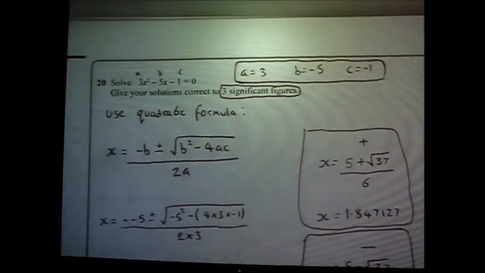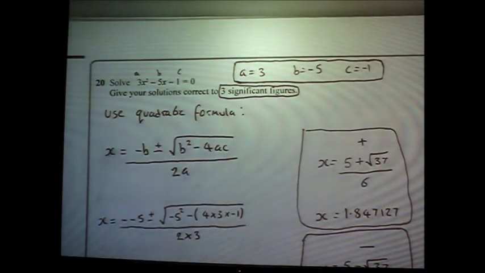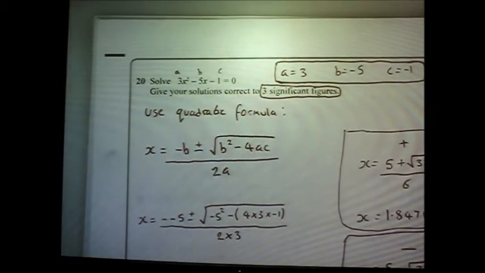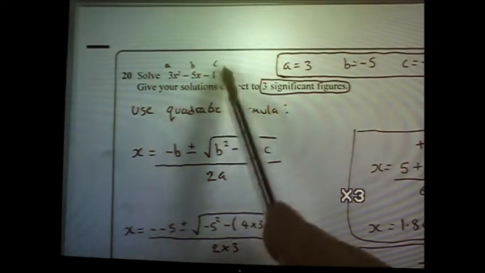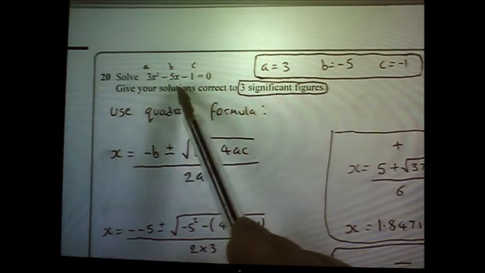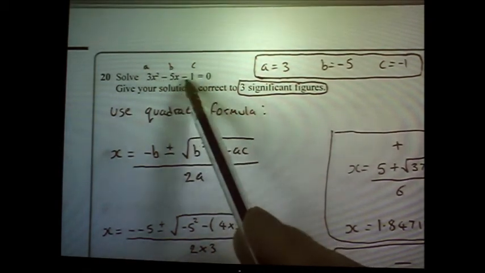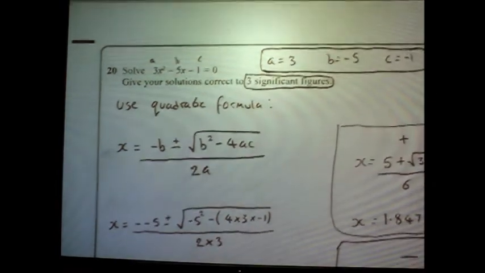Right, here it is. I've written it down there. What you need to know is that this number here, whatever's before the x squared, is always a, whatever's before the x is always b, and the number at the end is always c. So in this case, a is 3, b is minus 5, this is where a lot of people go wrong, and c is minus 1. So we're going to substitute these numbers into my quadratic formula.